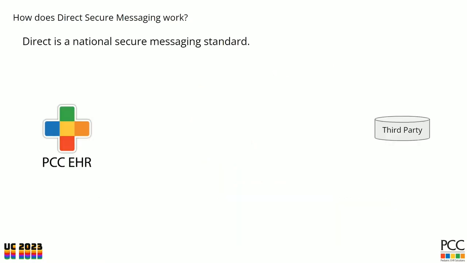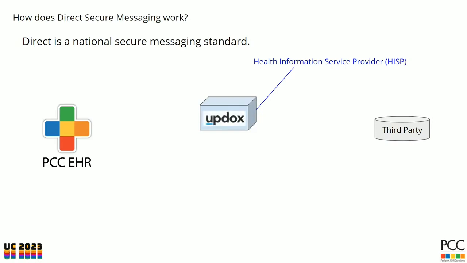So how does it work? Direct is a national secure messaging standard, and exchange can't happen unless there's a HISP involved. A HISP is a health information service provider. PCC partners with UpDocs. UpDocs is our HISP. There are a lot of HISPs out there. SureScripts is a HISP, but some of the big EHR vendors out there are their own HISP. For example, I think Athena and Cerner are their own HISP. But we partner with UpDocs.